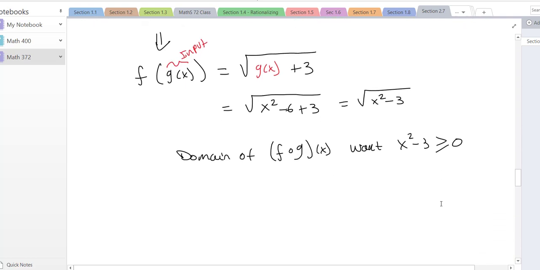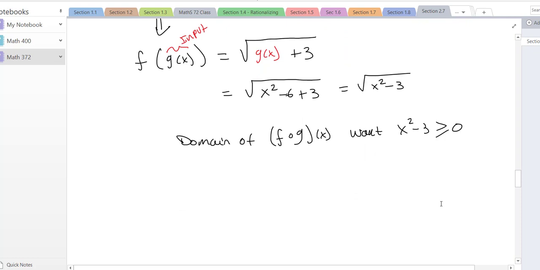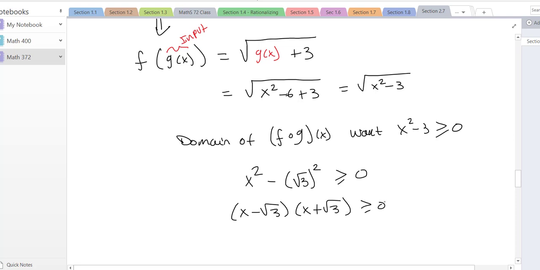And so this is a higher order inequality, so we have to be very careful about how we solve it. It's not quite a difference of squares, but you can still think of it as if it was a difference of squares. So what am I squaring to get 3? In order to get 3, you're squaring the square root of 3. So that means that this factors into x minus root 3, x plus root 3, greater than or equal to 0.